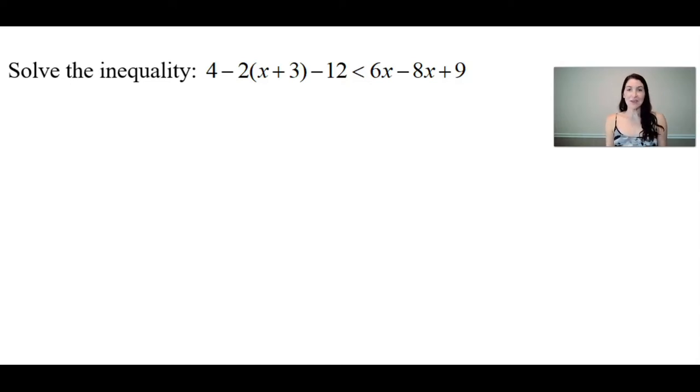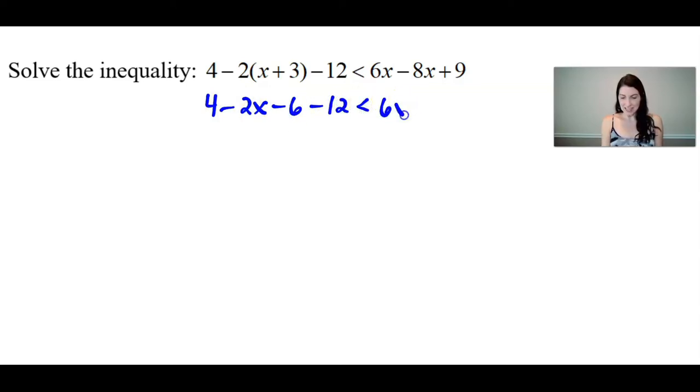When we solve this first inequality, the first step we will need to do is distribute this -2. Now, some students incorrectly do 4 minus 2 and get 2 and then distribute that, but that would be using the incorrect order of operations. Instead, we want to use multiplication first by distributing in the -2. I would have 4 minus 2x minus 6 minus 12 is less than 6x minus 8x plus 9.